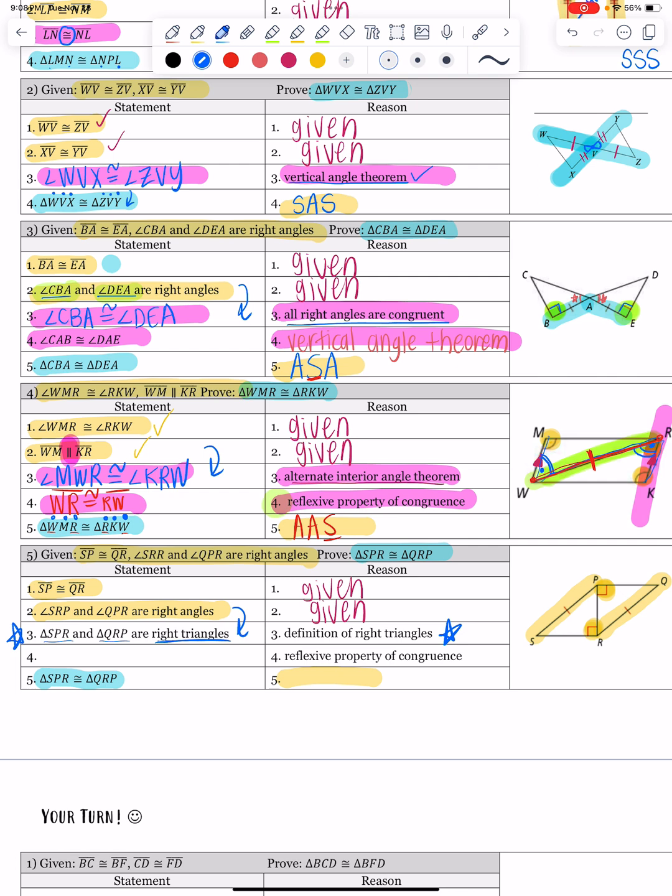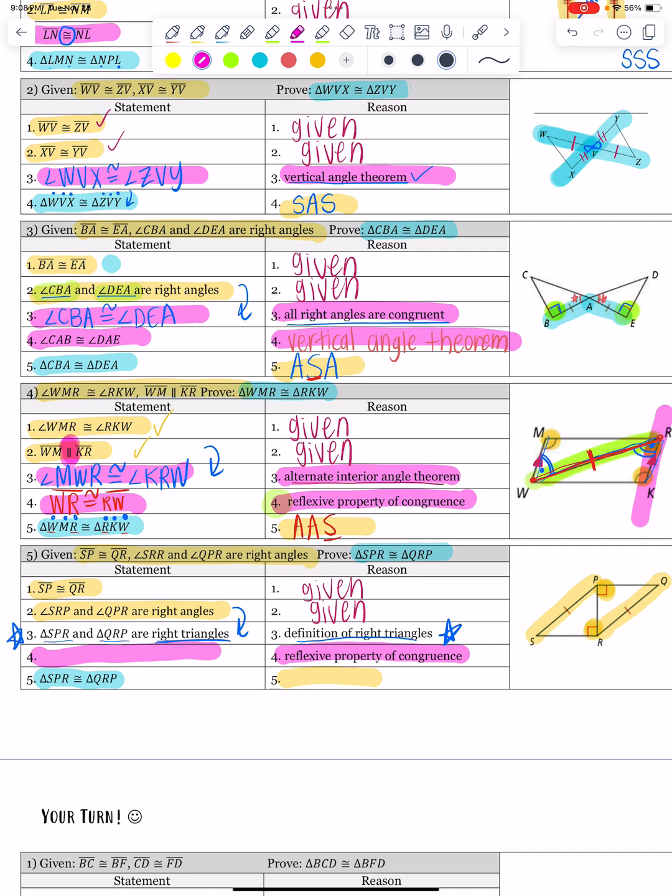So whether they tell you that they're right angles and you have to jump to saying that they're right triangles, or whether they tell you that they're perpendicular and then you have to go from perpendicular to right angles to right triangles, you have to somehow say that they are right triangles before you can use hypotenuse leg. So I know that I just have this other step that I'm missing in the middle. Like I'm just missing one pink step in the middle that's going to allow me to use HL. So let's check this real quick. I've got everything on the picture I need.